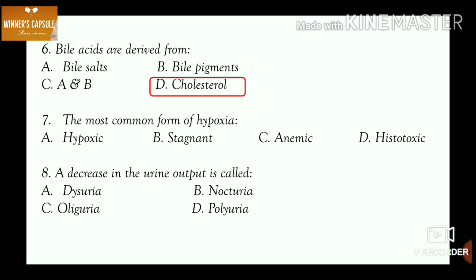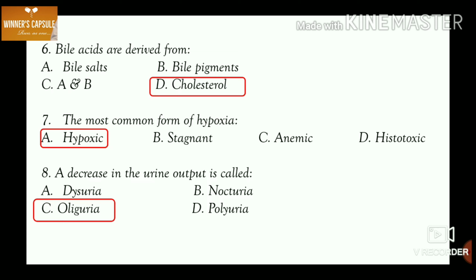Seventh one, the most common form of hypoxia. A. Hypoxic, B. Stagnant, C. Anemic, and D. Histotoxic. Answer is option A, Hypoxic. Eighth one, a decrease in the urine output is called A. Dysuria, B. Nocturia, C. Oliguria, and D. Polyuria. Answer is option C, Oliguria.